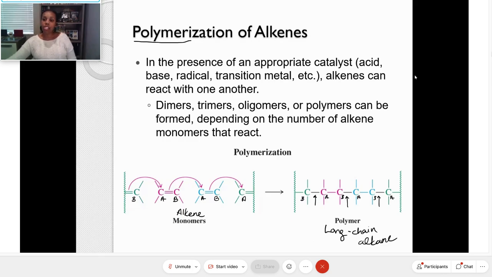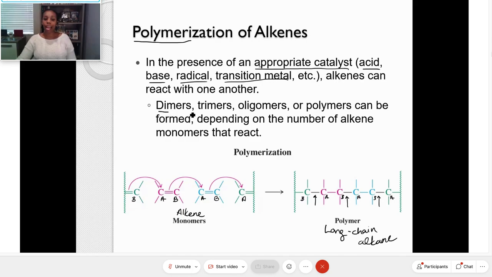So to do this reaction, we have to have something around. If we just have alkene sitting, it's not going to react with itself. We have to have some kind of a catalyst to make the alkene begin to react with itself. So we have to have acid, base, radical, some kind of a transition metal. This will cause it to react with itself.